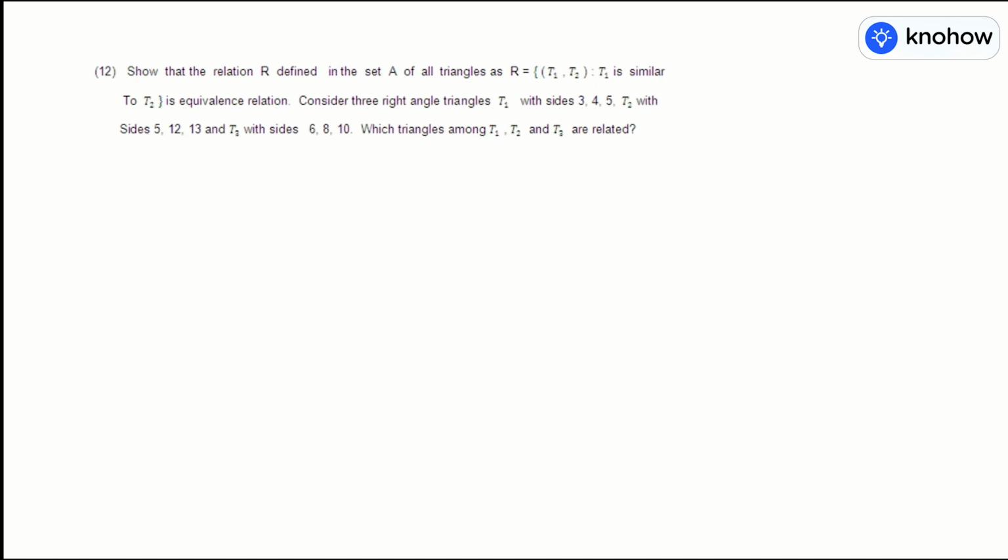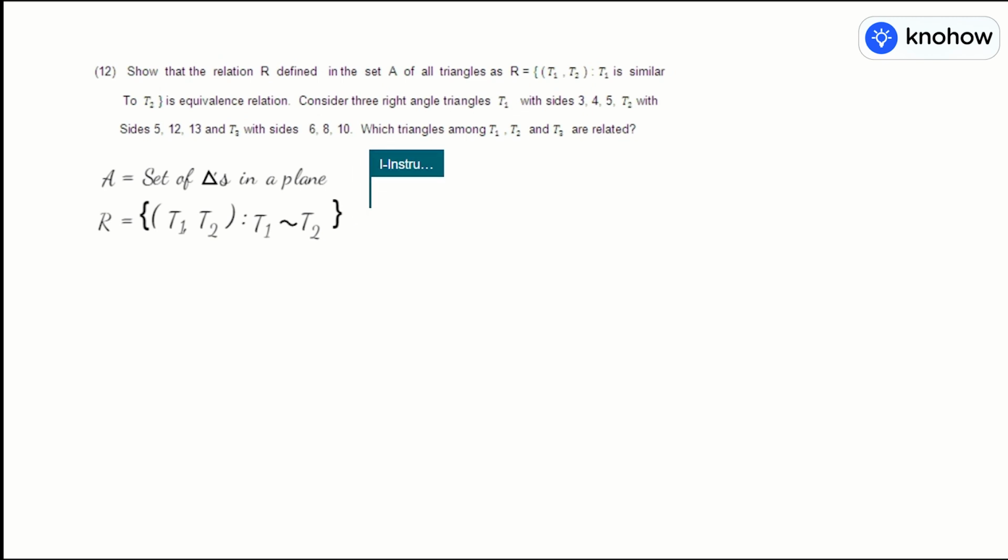Here, what is A? A is the set of triangles. So given is a set A, the set of triangles in a plane, and R, the relation, is defined as T1, T2 such that T1 is similar to T2, and of course T1 and T2 belong to A. So first of all we have to prove it is reflexive.